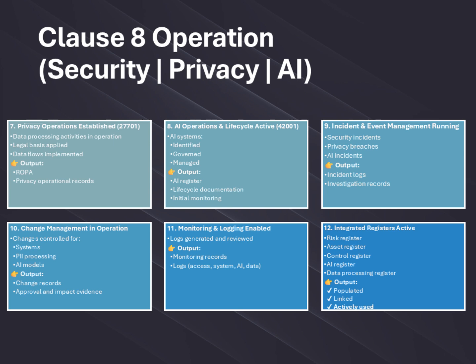Change management is in operation, ensuring that any changes to systems, personal data processing, or AI models are controlled, assessed, and approved. Monitoring and logging are enabled, generating the operational evidence required for performance evaluation in Clause 9. And finally, all integrated registers are active, including risk, asset, control, AI, and data processing registers, populated, linked, and actively used within the system.